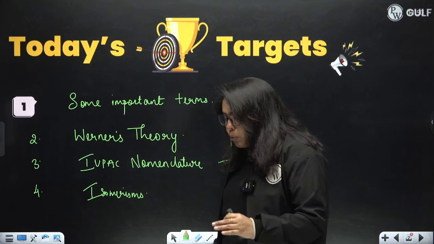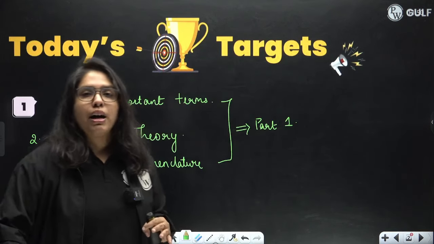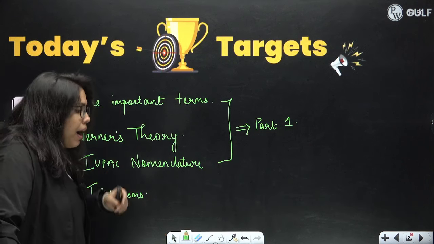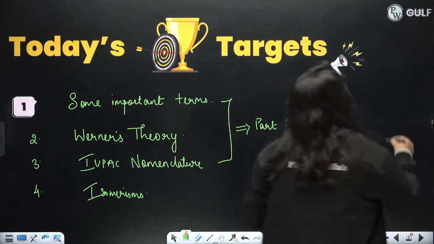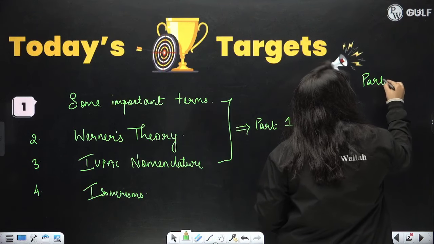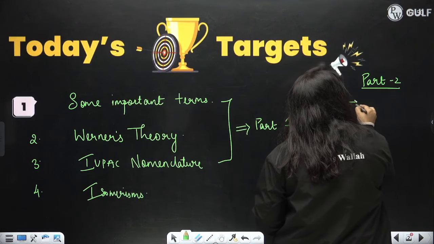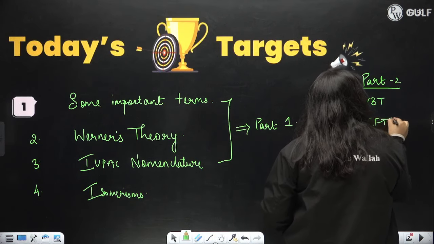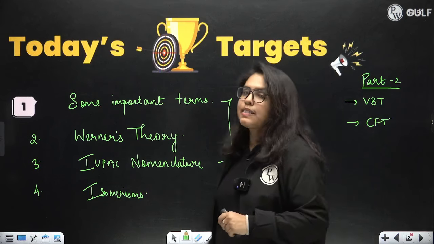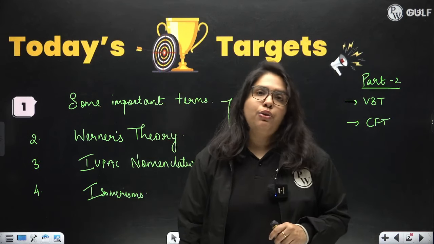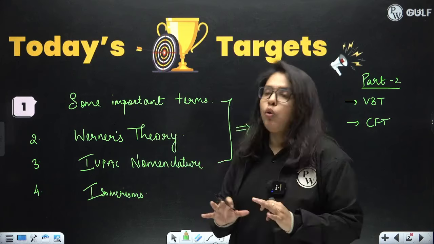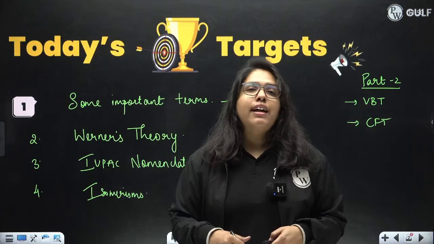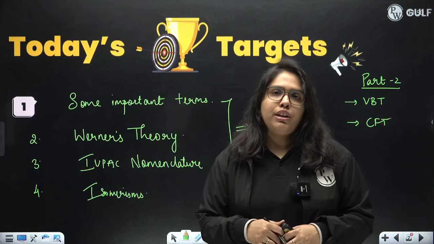So as I told you, I have divided this chapter into two basic parts. The first part consists of these particular topics. The second part, however, will deal with your VBT and CFT, along with their features and drawbacks. So this is how we have divided this particular chapter. So now let's try to understand what exactly is a coordination compound.